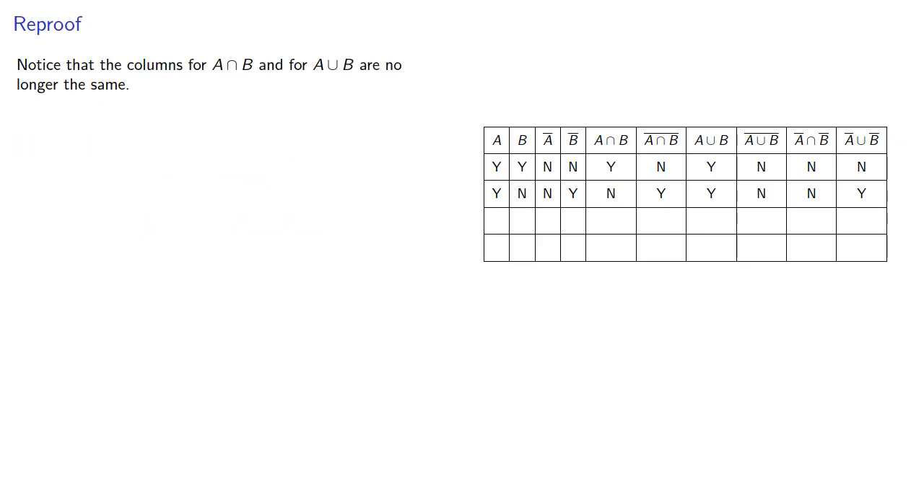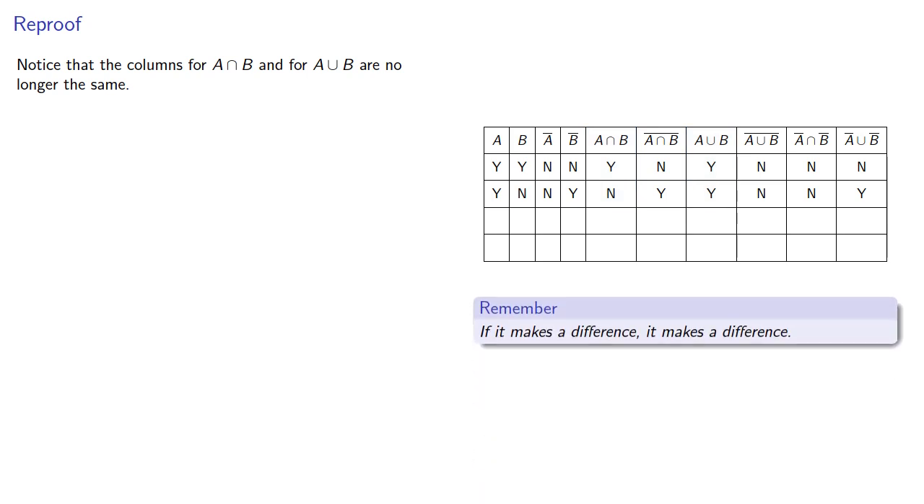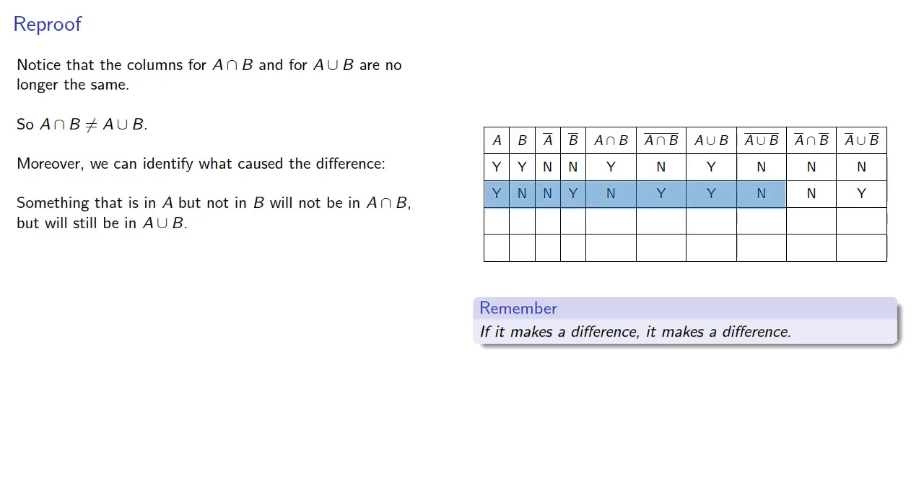And notice that the columns for A intersect B and A union B are no longer the same. And remember, if it makes a difference, it makes a difference. These two can't be equal. And remember, proof reveals we can identify what caused the difference. Something that is in A but not in B will not be in the intersection, but it will be in the union.